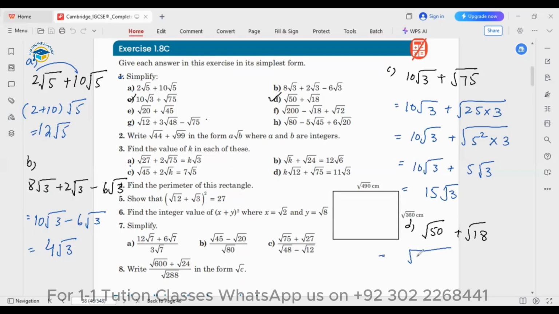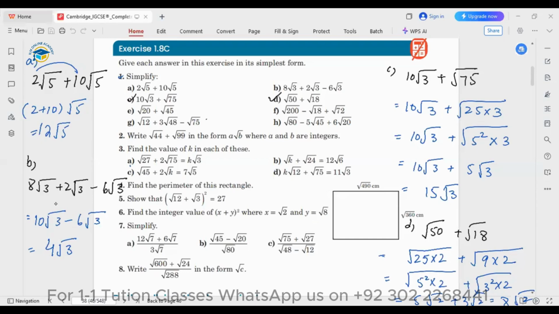So 50, if I will be checking, I can make it as 25 times 2, and 18 we can make as 9 times 2. Okay, why I'm choosing these factors? Because inside the surds we will then have similar numbers. Now 25 will be 5 square times 2, and this 9 will be 3 square times 2. Both you can just make outside: 5 square root 2 and 3 square root 2, and after adding them, 5 plus 3 will be 8 square root 2. Okay, so this is your part number D.